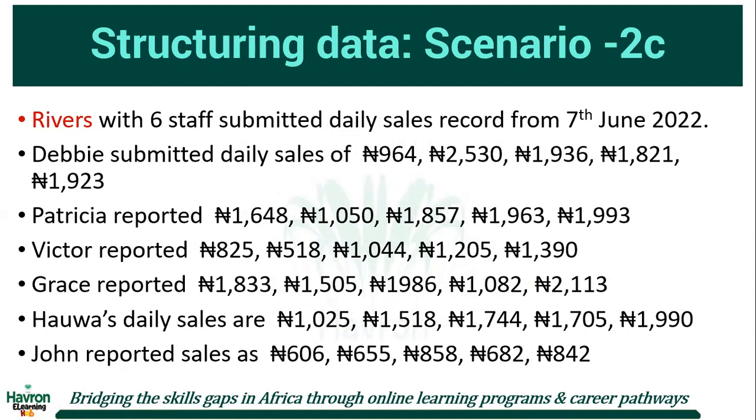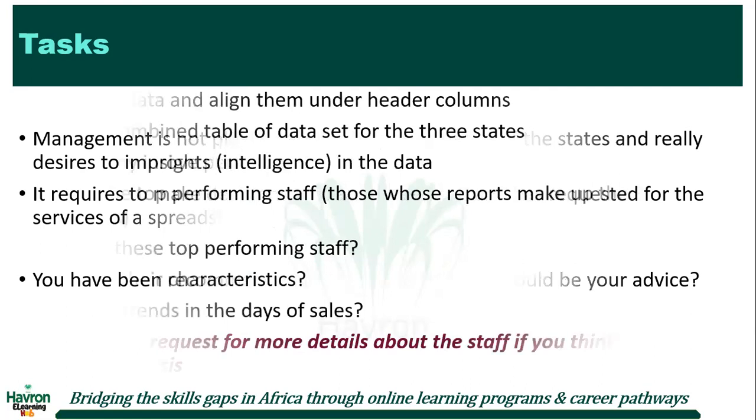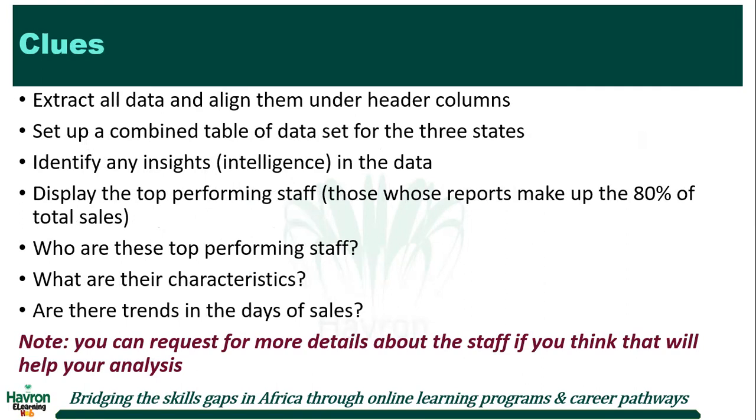Now, the task is for us to analyze and make recommendations. What would be our advice? Now, we went ahead to give us some clues. And these include, first, we need to extract all the data and align them under header columns. Extracting the data, because the data is in a text format, we cannot analyze text per se, but when we transform them into numbers, they will be able to have what to analyze. And then we'll put them under header columns.